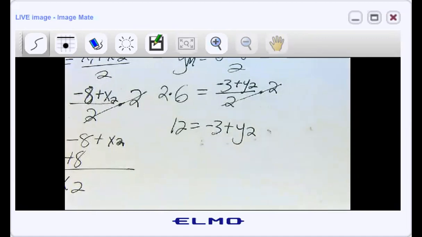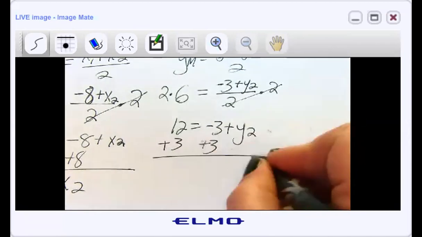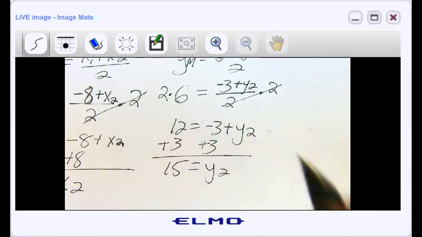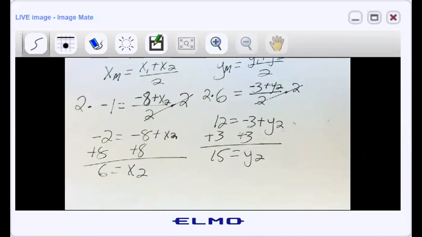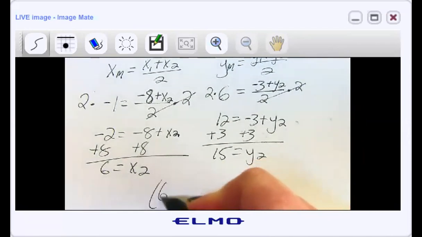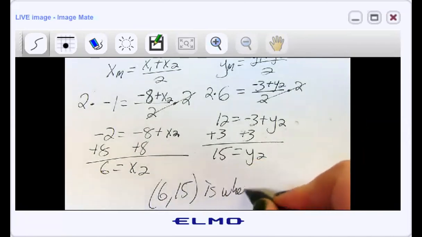Zoe's not here. Lily, I know your mic's not working. Can you type to me what you do to get y2? Or give me what your answer for y2 is, I guess, is what I really want. 15 is correct. All I got to do is add 3 to both sides. And I've got y2 by itself. And I'm basically done. All you have to do is put your answer together as an ordered pair. So you would write 6 comma 15. I don't know where B is.